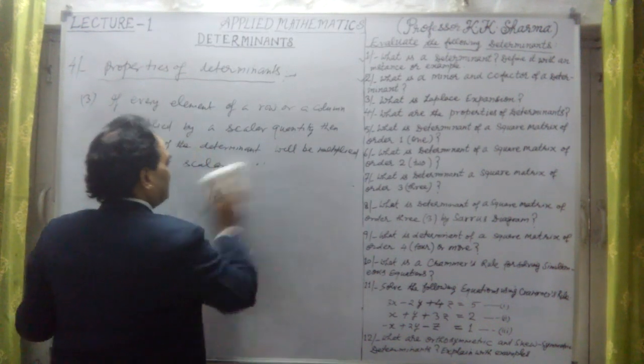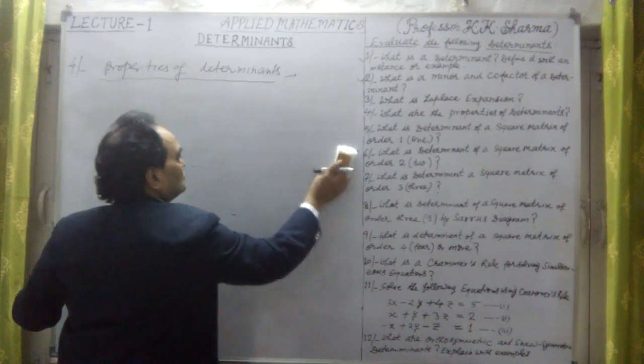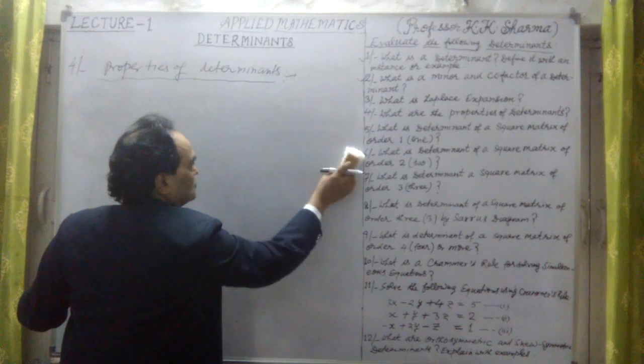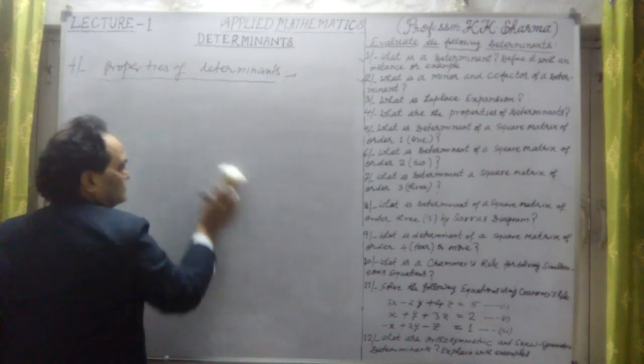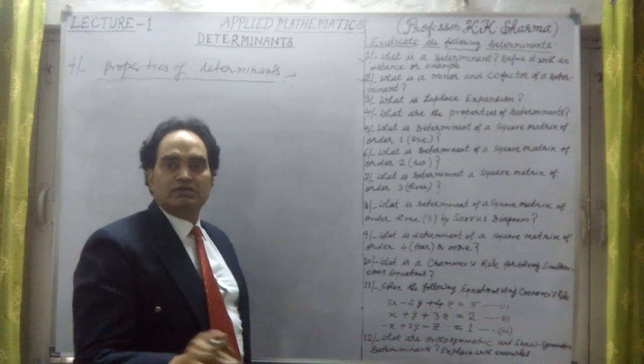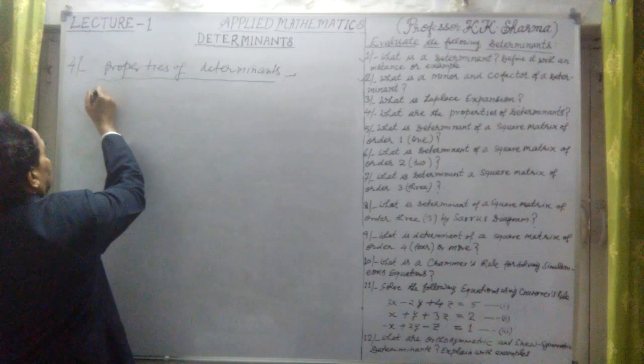Now let me take the fourth property. If any two rows or two columns are same, or they have similar elements, then the value of the determinant is 0. Let me write here. This is property number 4.